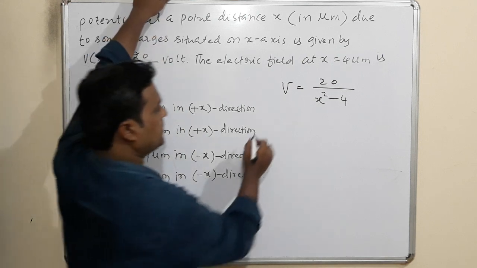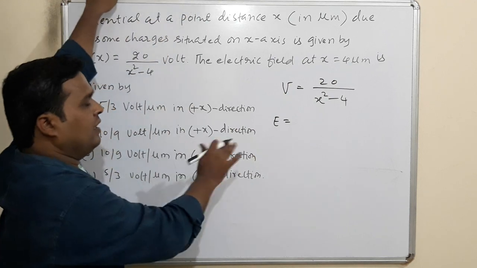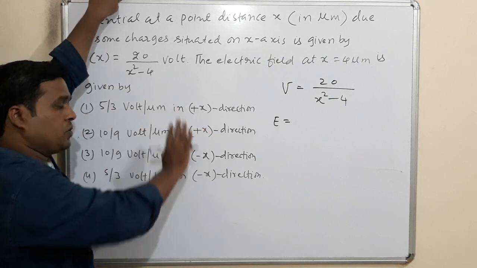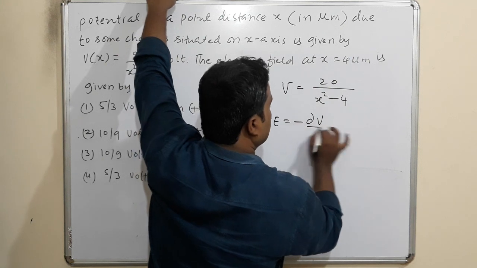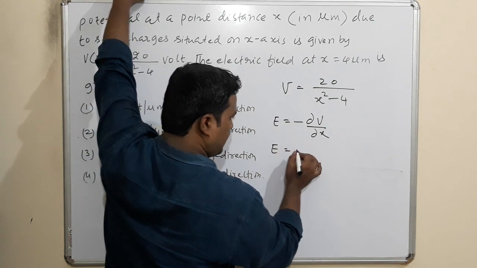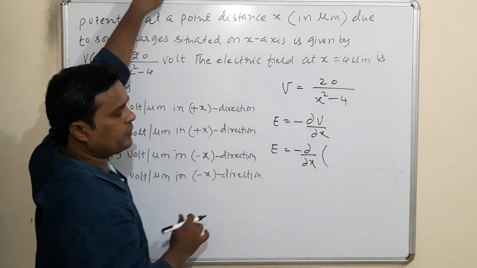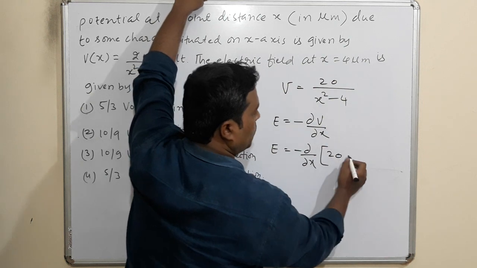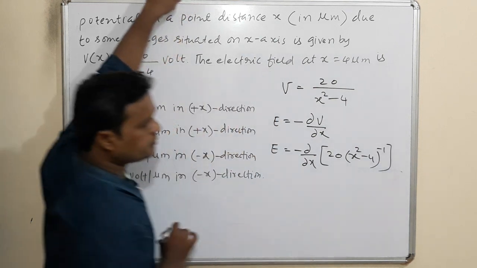Then we will find the field. E is equal to, only the x coordinate is there. No need to find the field in any other direction. We want to find the field along the x direction, and say whether it is in the positive x or negative x direction. Only that much. This will be minus dV by dx. It is my formula. And this I will write as minus differentiation with respect to x. I will write this function as 20 into x square minus 4 to the power minus 1.